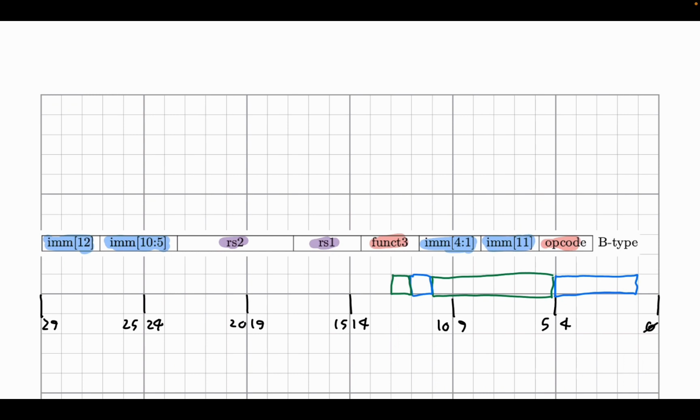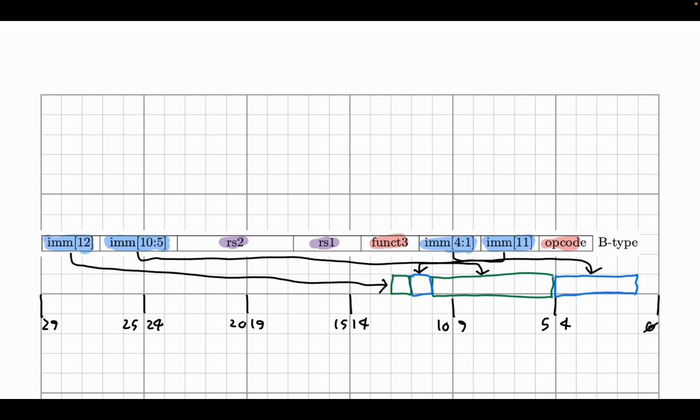So what I've done here is I've written in where the actual bits go to in the immediate output. If I draw lines connecting them, then bits 4 down to 1, this is where they go in the output, and then bit 11 goes up to here for some reason. And then these bits come all the way down here, and then this bit goes up to the most significant place. And it's not just the B-type instructions that do this.